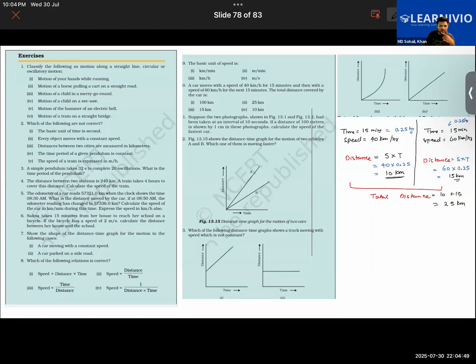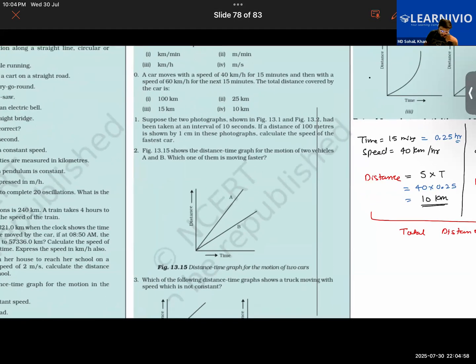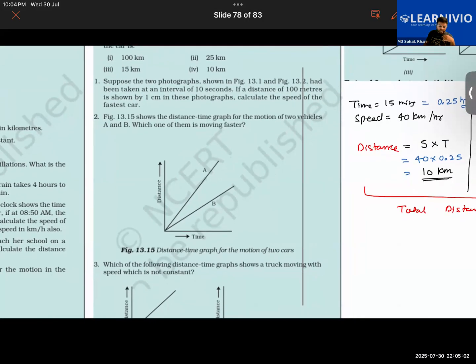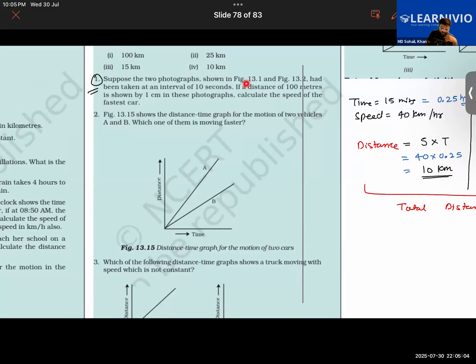Sir, I feel like A is faster because its slope is higher. Guys, we are doing question number 1 right now, as I said. So figure 13.1 is missing. The figure 13.1 is not included in this screenshot, so it might be there in your book. Check it quickly. I believe there might be some pictures of cars moving on a road, if I can recall it correctly.